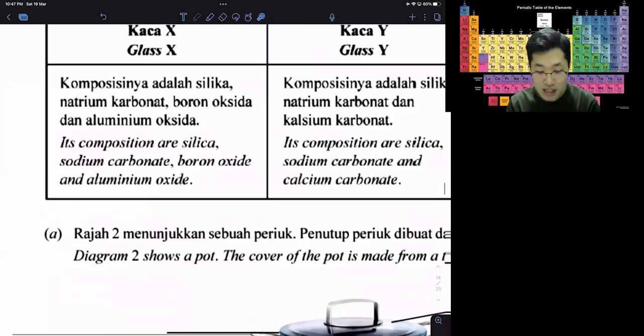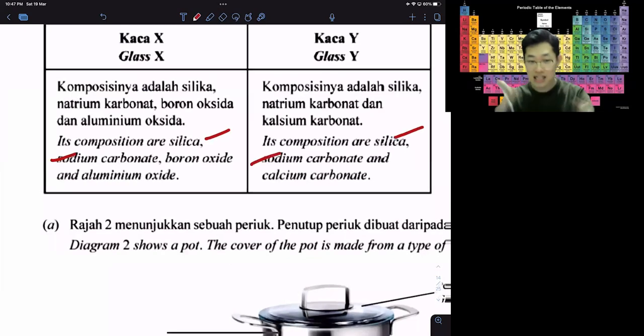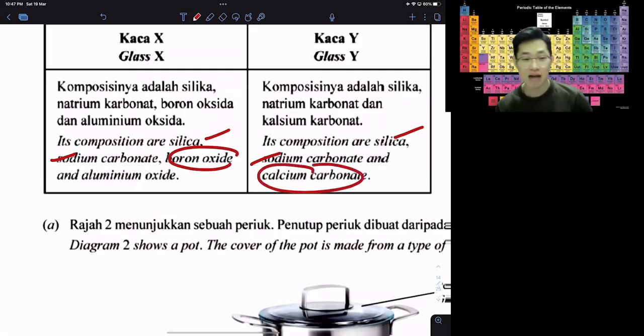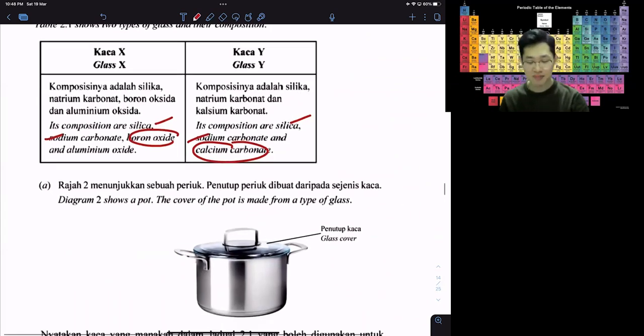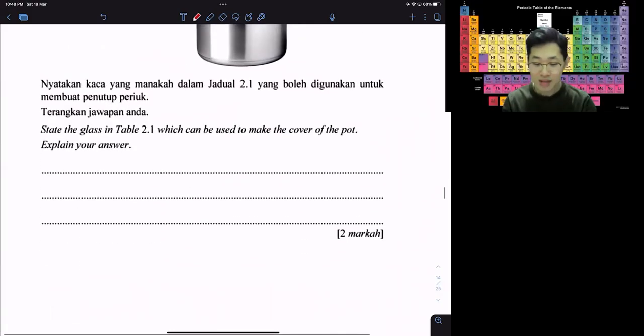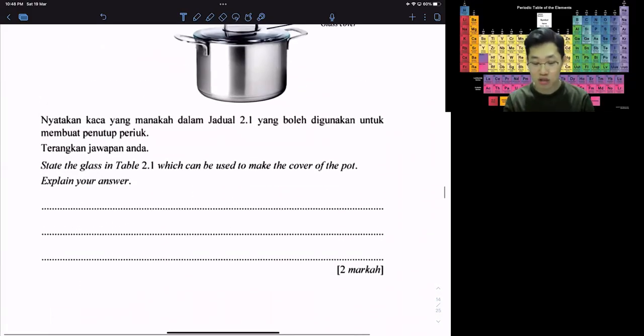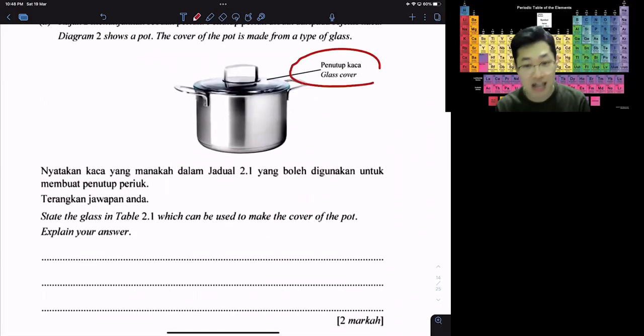So this one, now you gain already, when you see glass, you know sure got silica, sure got sodium carbonate. Okay, nothing special. Now we want to know what type of glass. Boron oxide must be borosilicate. This one got calcium carbonate. Soda lime. Yes, very smart. Soda lime. So they asked which one is more suitable to be used to make this glass cover.